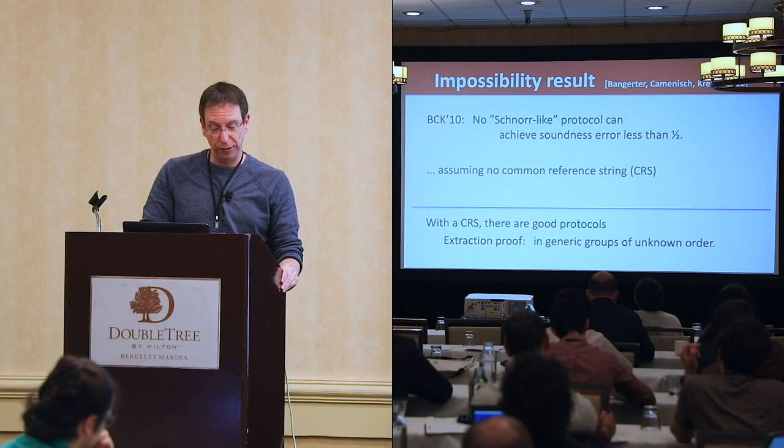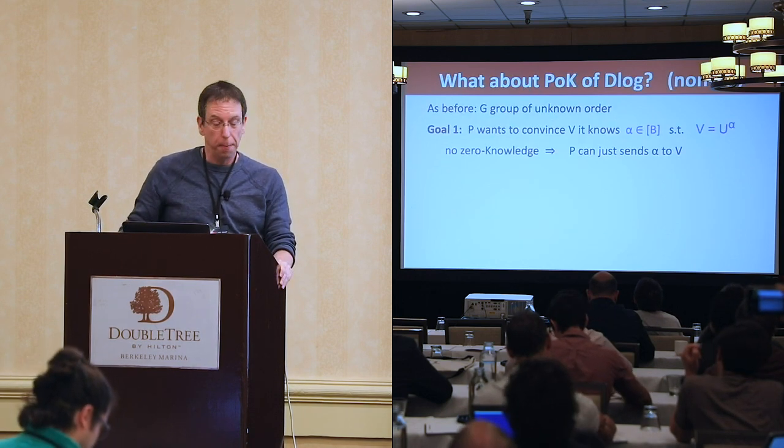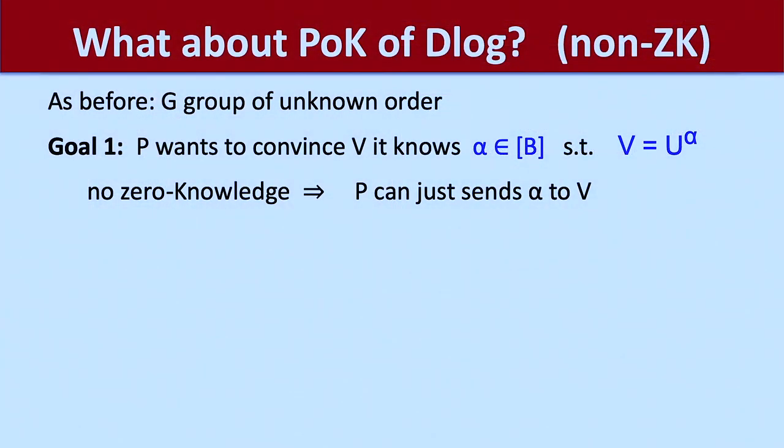So far, so good. Now we have these zero-knowledge proofs, even in groups of unknown order. But let's move away a little bit from the spirit of this workshop, and not worry about zero-knowledge proofs. Let's just talk about proving knowledge. Suppose I wanted to prove to you that I know the discrete log of an element, but I don't care about being zero-knowledge. This sounds silly. If I don't care about zero knowledge, the prover can just send the discrete log to the verifier, and the verifier would check that v is equal to u to the alpha. So we're done. What is there more to say?